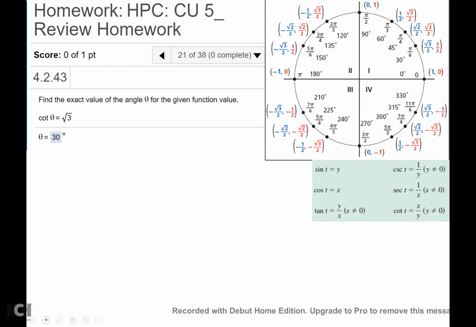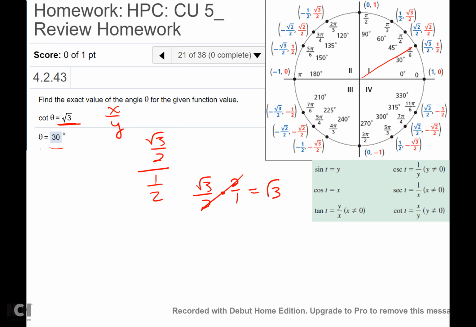Cotangent is the square root of 3. Cotangent is x over y. I can see the answer, but this just happens to be the first one that I try. If I do x, square root of 3 over 2, divided by y, keep, change, flip, I get the square root of 3, which is what they got. So that's the right angle, 30 degrees.